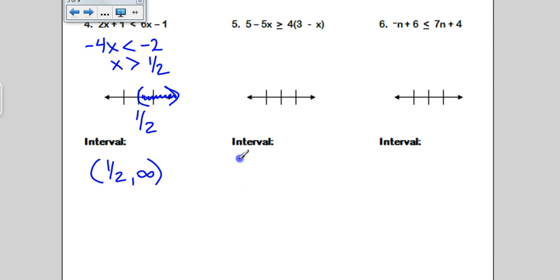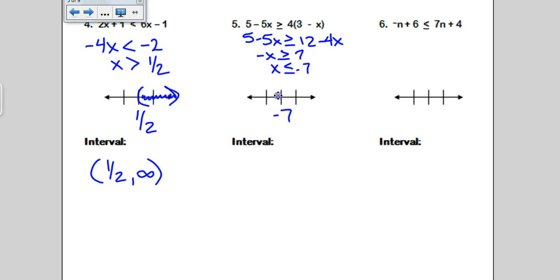Okay, be careful on number 5. We have to distribute the 4. So we get 5 minus 5x greater than or equal to 12 minus 4x. Again, I'm always going to bring the x's to the left-hand side. So let's see here. That gives us a negative x greater than or equal to 7. So when I divide both sides by a negative 1, I got to remember to flip the sign. So x is less than or equal to negative 7.